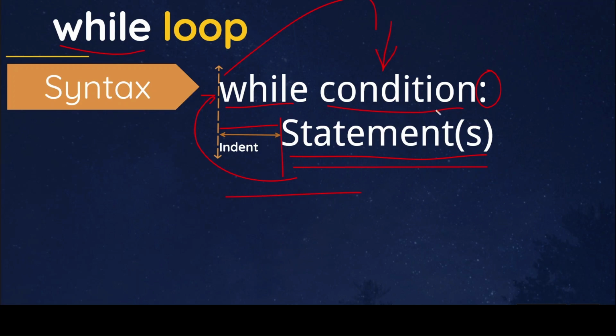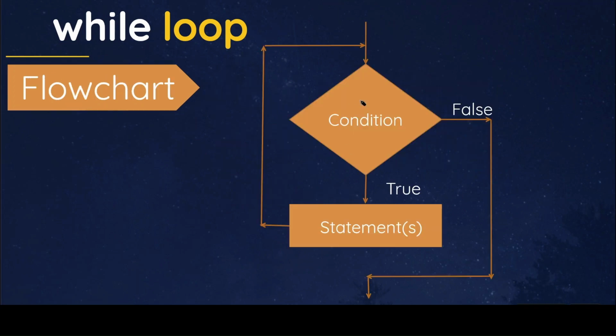As soon as the condition is evaluated as false, the control of the program moves to the immediate next statement after the while loop, and the loop terminates here. Here is the flowchart of the while loop.